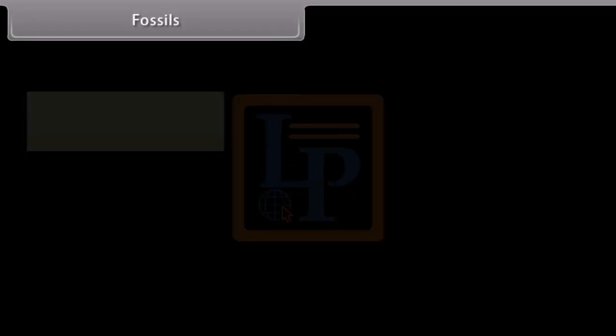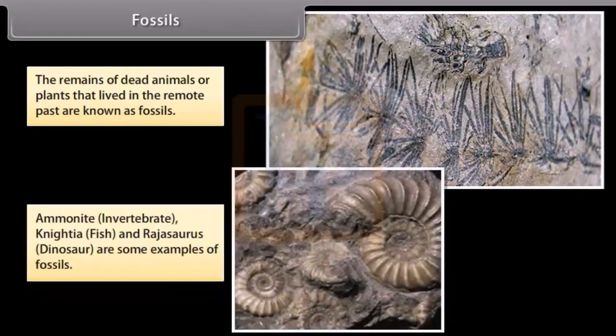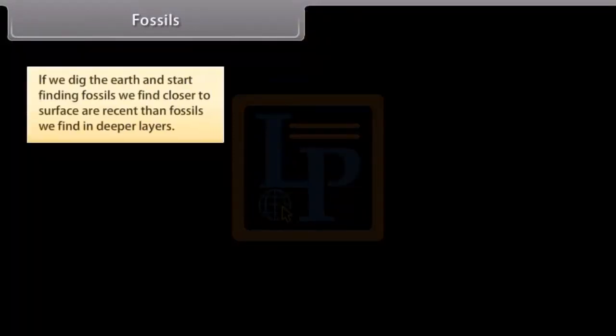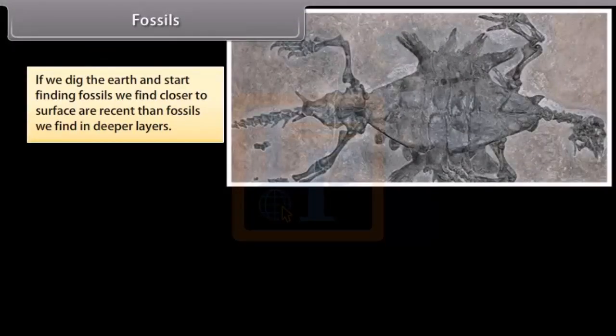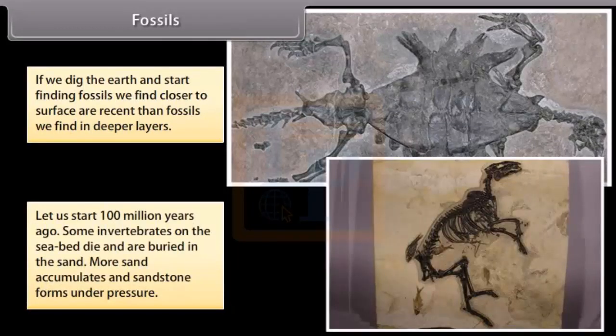Fossils. The remains of dead animals or plants that lived in the remote past are known as fossils. Ammonite, an invertebrate, Nicaea, a fish, and Rajasaurus, a dinosaur, are some examples of fossils. If we dig the earth and start finding fossils, we find that those closer to the surface are more recent than the fossils we find in deeper layers.